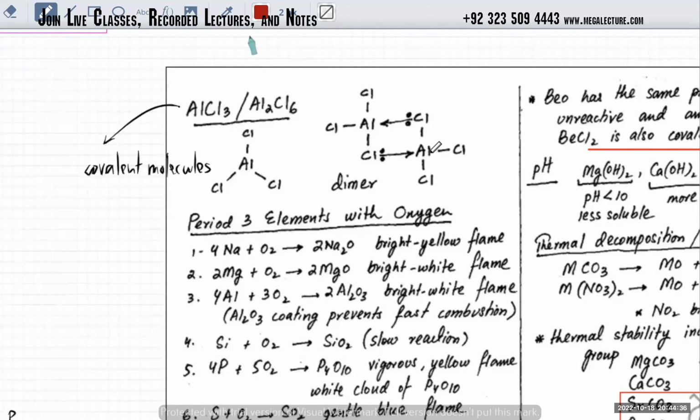The same thing happens with this aluminium as well, that it borrows electrons from Cl, shares electrons with it, and in that way, aluminium has 8 electrons now in its outer shell. So two AlCl3 molecules have joined together, and that's known as your dimer. Is that clear?